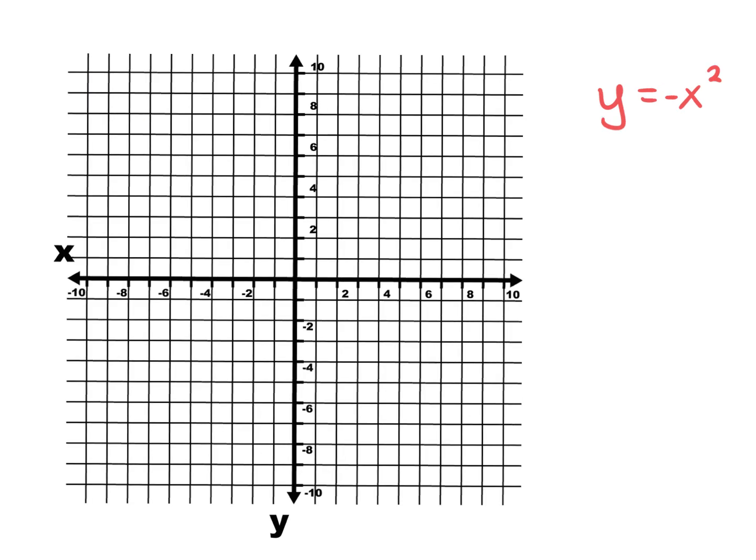Okay. What did our parent function look like for y equals x squared? What shape? It was a U. So if I put this negative in front of there, what's going to happen? It's going to flip upside down. Exactly. It's going to go like this.